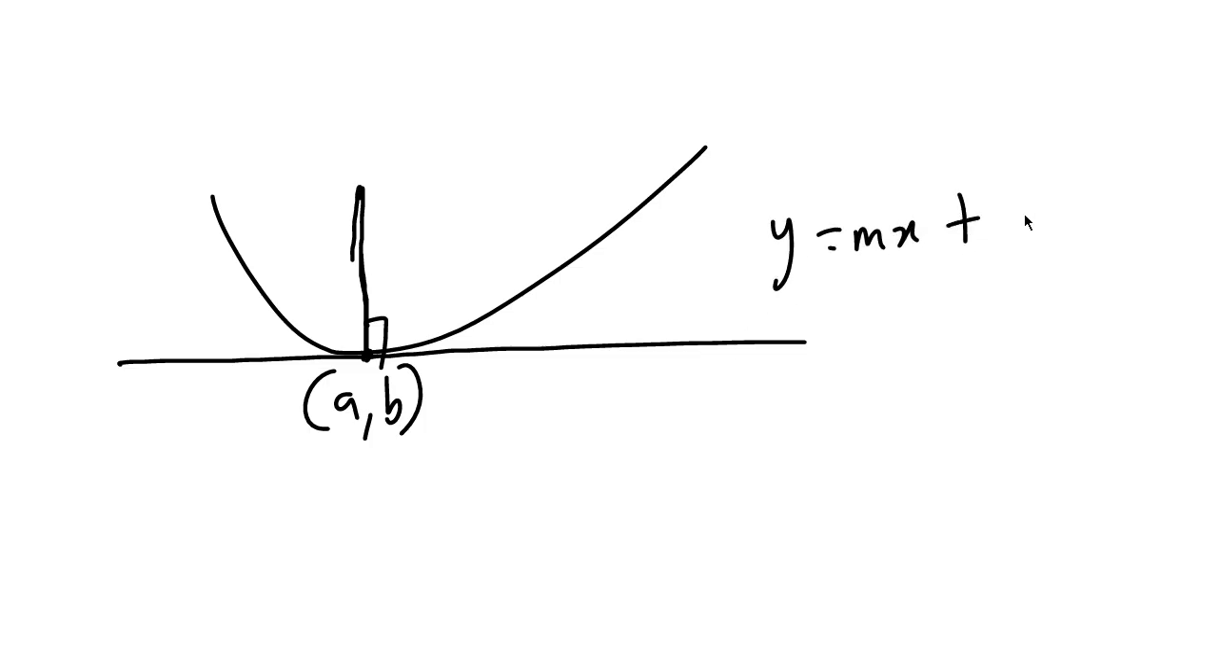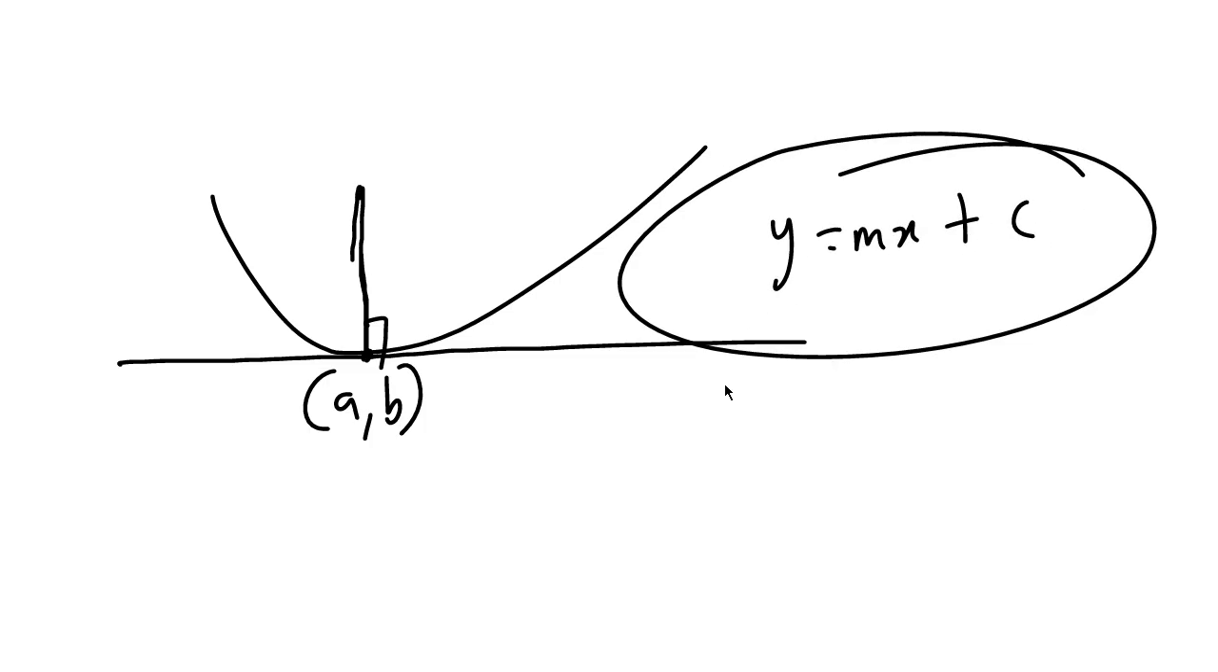So normal is simply a line that is perpendicular to the tangent at a specific point. Let's call this point A, B. And then remember, from the first part of this series, we talked about y equal to mx plus c, which is the general equation of a line.